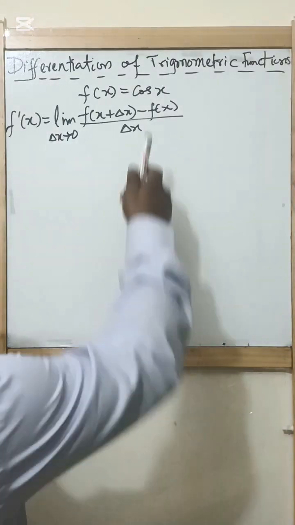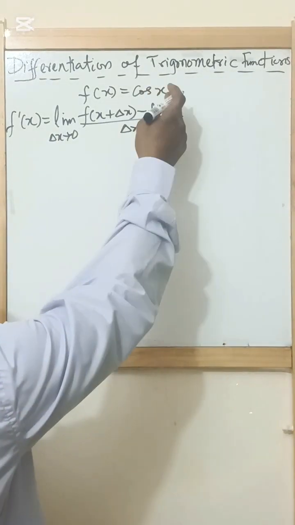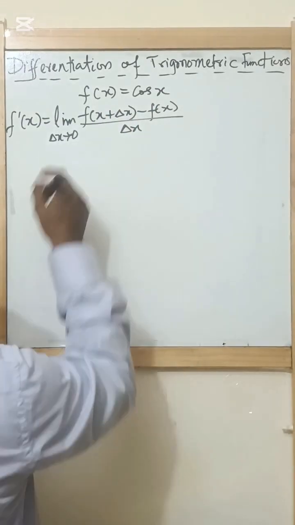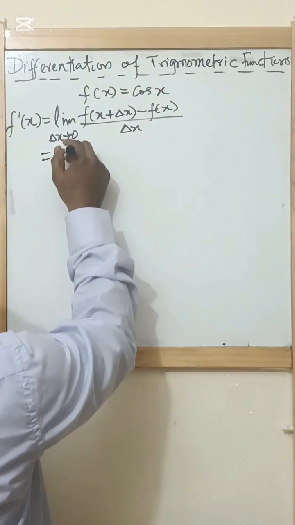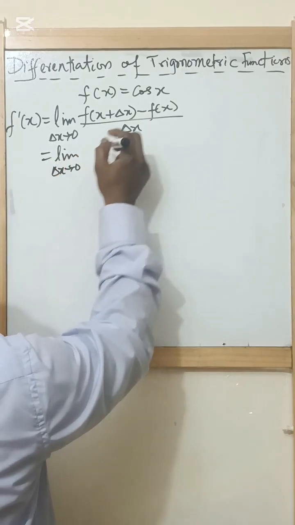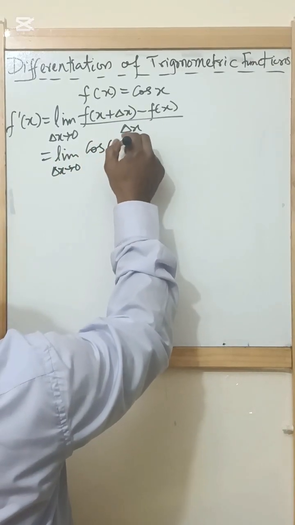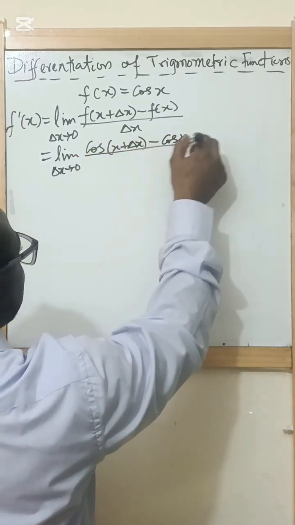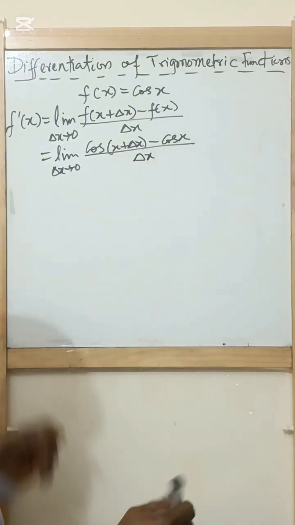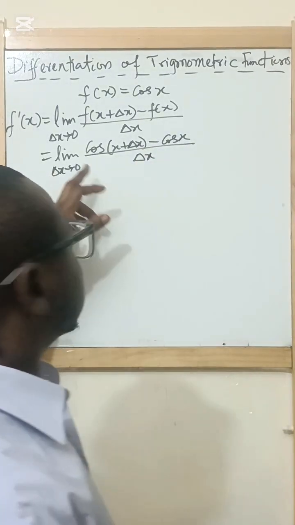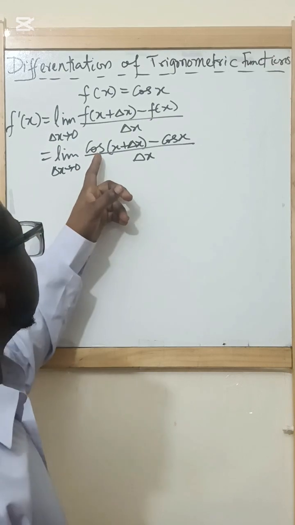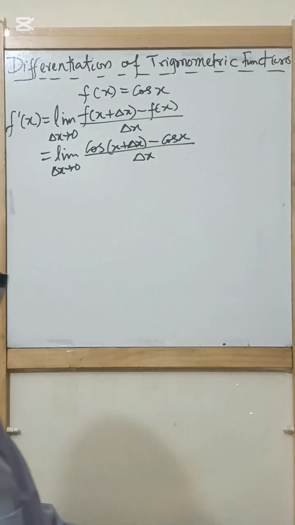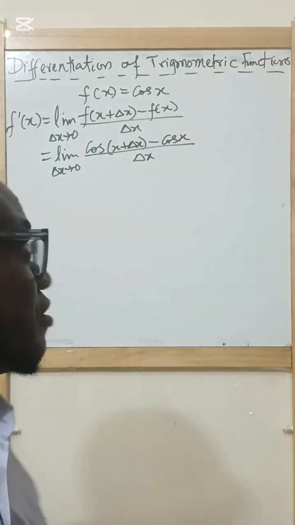Okay. So now our cos x is going to be replaced by this. So it's going to be the limit as delta x tends to 0 of cos of x plus delta x minus cos x all over delta x. Just as we derived for that of sin x. This is cos of x plus delta x minus cos x. It's a subtraction. We can convert this to a product using our formula.